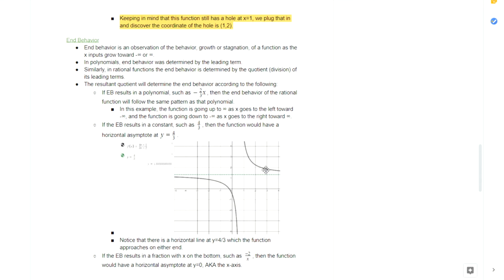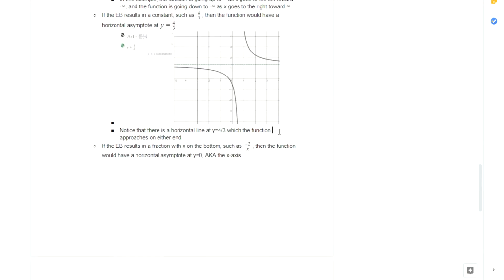In this function here, you can see as it goes to the right, it's flattening towards this horizontal asymptote. You can see that this is a horizontal asymptote at 4/3, and so this function that's depicted in this picture here has an end behavior of 4/3, and that has its own impact. We'll talk more about end behavior in a little bit.